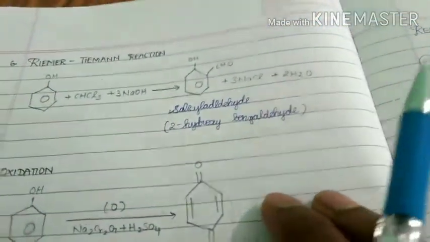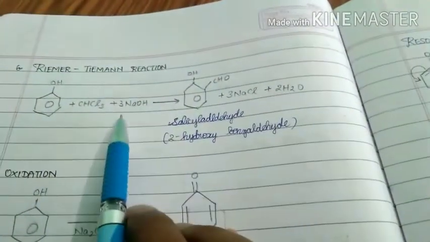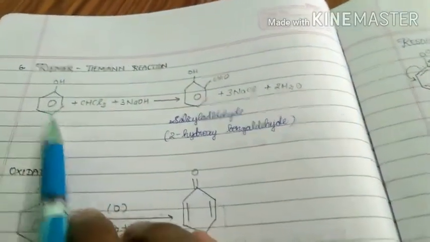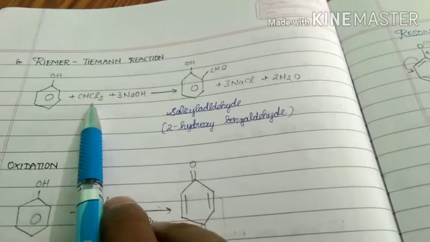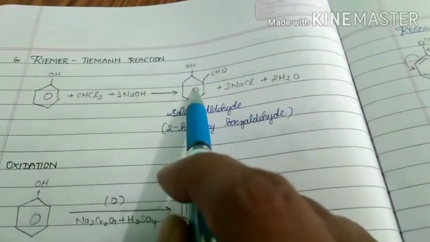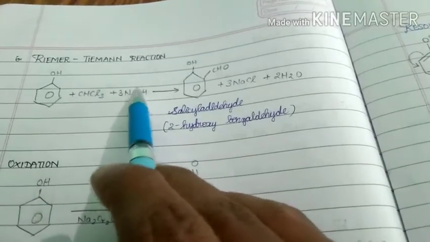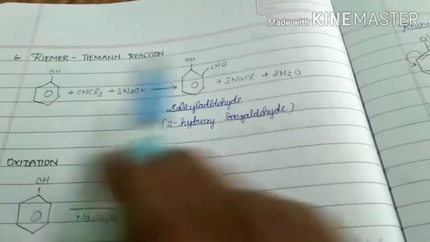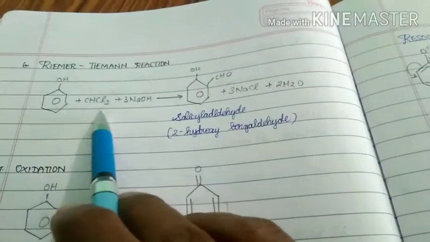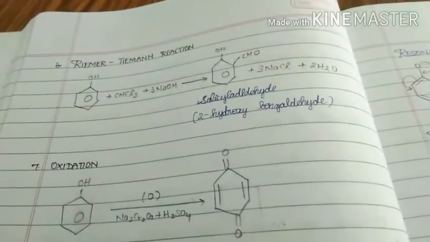Next one, the Reimer-Tiemann reaction. This is also a very important reaction because it is also one of the named reactions. In this case, when phenol reacts with chloroform and NaOH, we get salicylaldehyde. That means this is the H and one O. Out of 3 chlorines, 1 O comes at the ortho position, then 3 NaCl will be removed along with H2O. That is called the Reimer-Tiemann reaction.